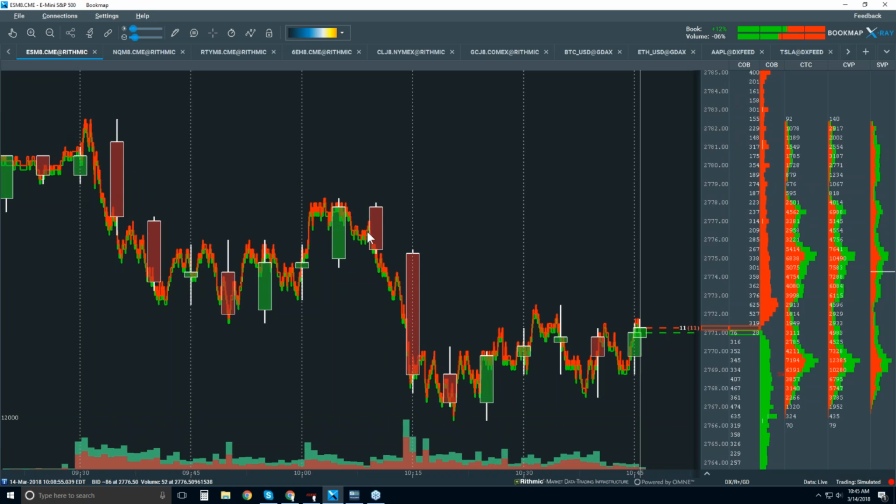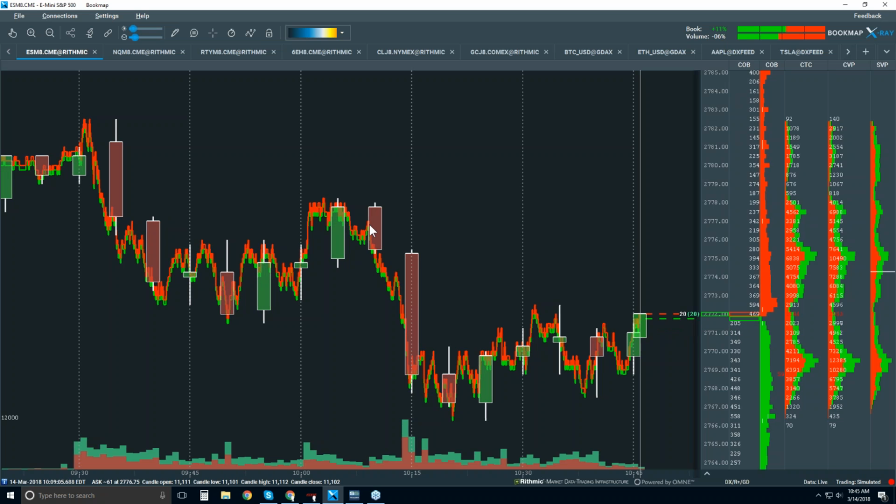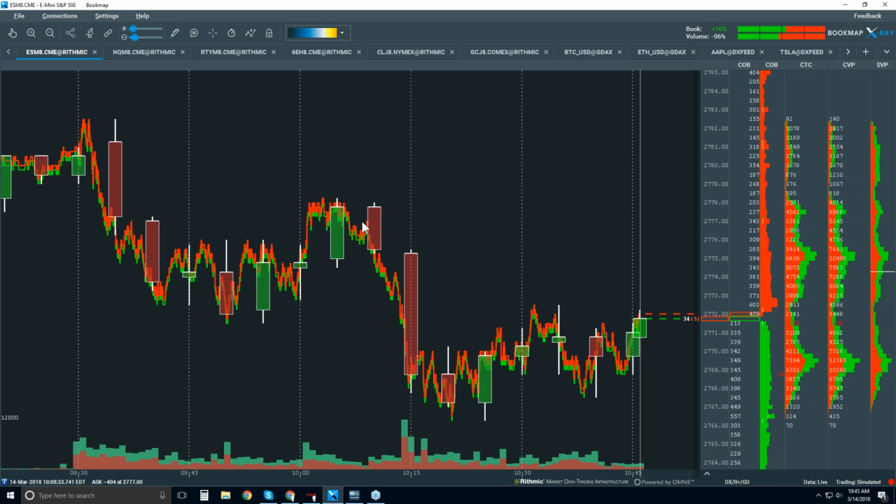Okay, we want to understand who's in control up here. We could look for little areas. Look at this little pullback into this microstructure. Okay, this is a selling opportunity up here. You don't see that in the candlestick chart whatsoever. Okay, you have no clue. And that's what I mean by microstructure.